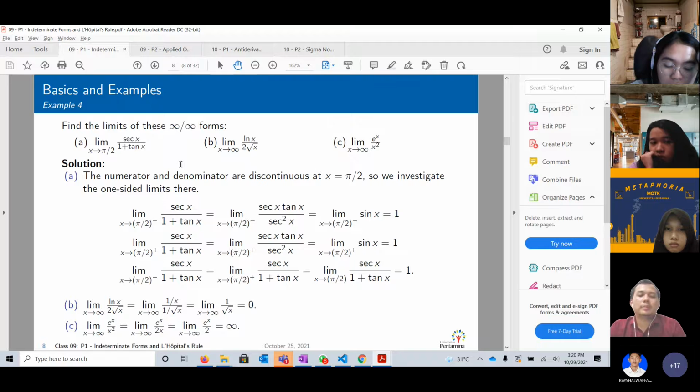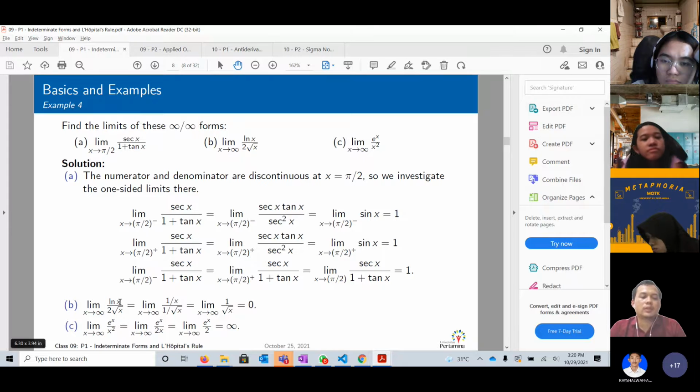And in this case, we can also apply L'Hopital's rule. We apply L'Hopital's rule, and we get A is 1, B is 0. The derivative of ln x is 1 over x, and the derivative of 2 times square root of x is 1 over square root of x. And we have 0. And also for C, we use L'Hopital's rule. In this case, we obtain e to the power x over 2, which means that the limit is infinity.